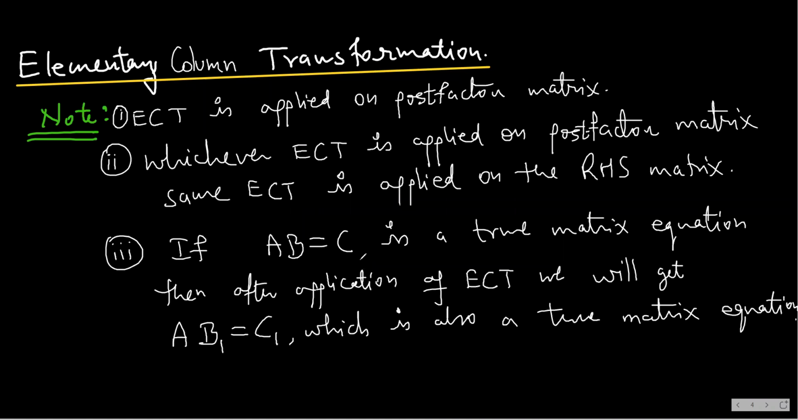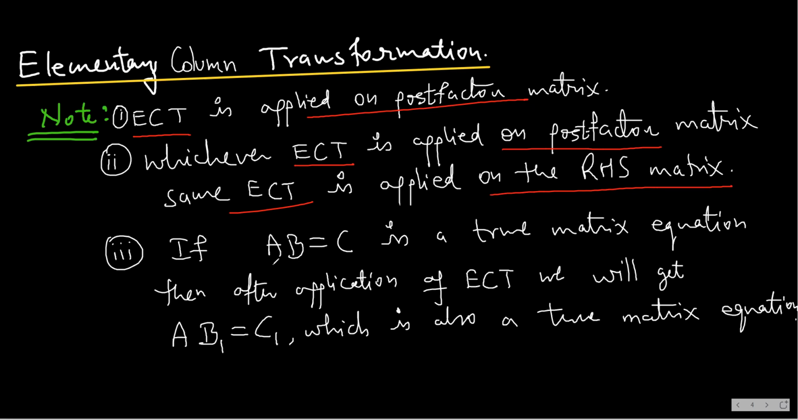Before I write all the elementary column transformations, as we had written the notes for elementary row transformation, we have a few notes here also. The first note is: elementary column transformation is applied on the post factor matrix. Always remember, it is always applied on the post factor matrix in the equation AB equal to C. Always on B. Next, the second one: whichever elementary column transformation is applied on the post factor matrix, the same elementary column transformation is applied on the RHS matrix.